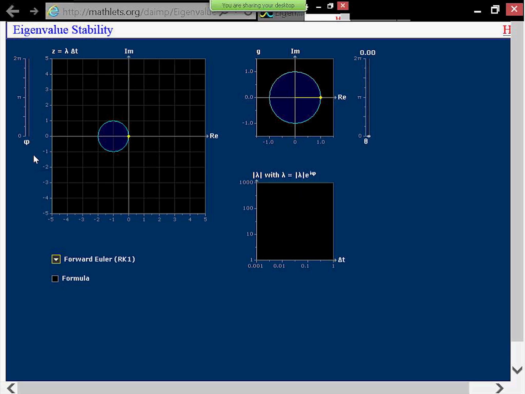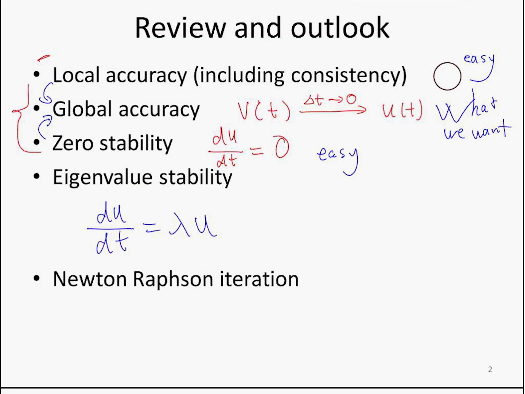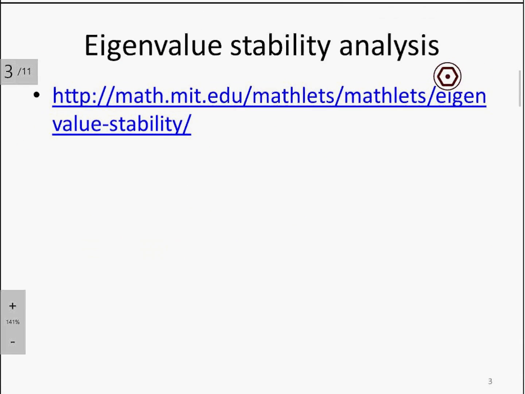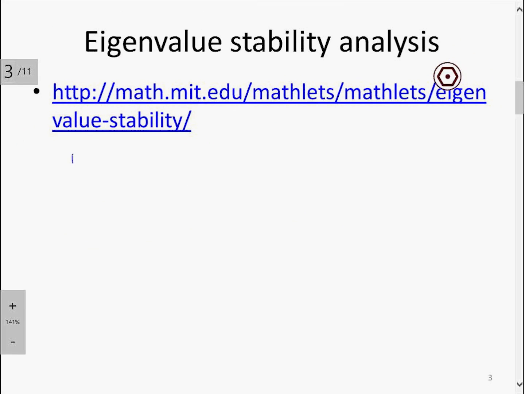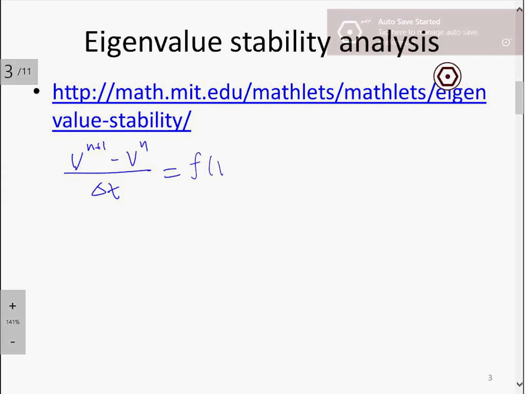But forward Euler is actually only stable within this region. If you have a point lambda delta t over here, it's unstable. Okay, so that is interesting. I'm just going to do a very brief analysis showing why that is the case. Forward Euler: (v_{n+1} minus v_n) over delta t applied to f of v_n, which in this case is lambda times v_n, right?